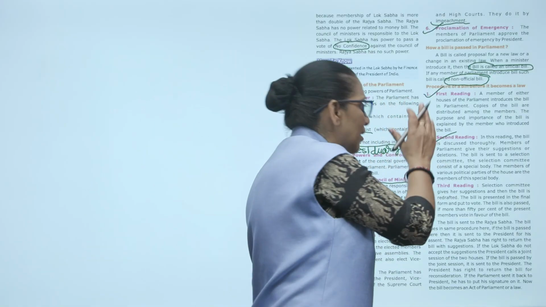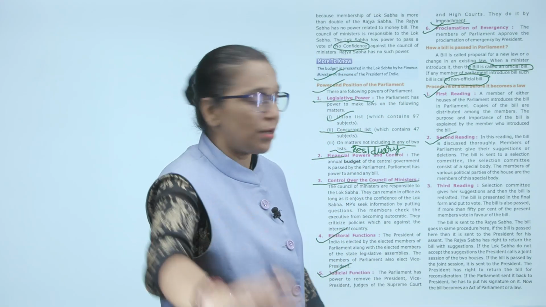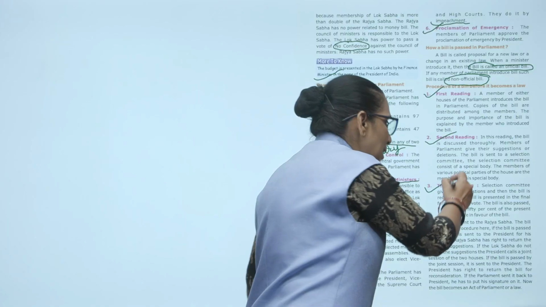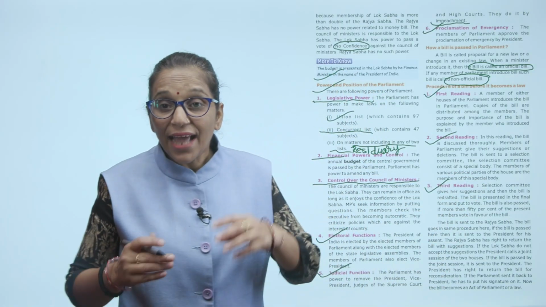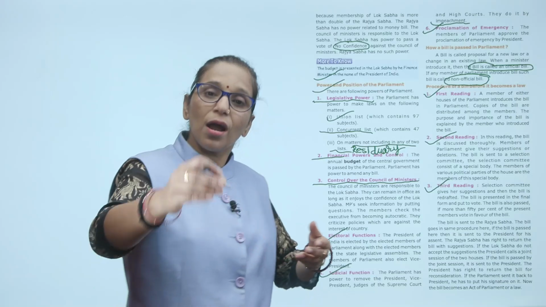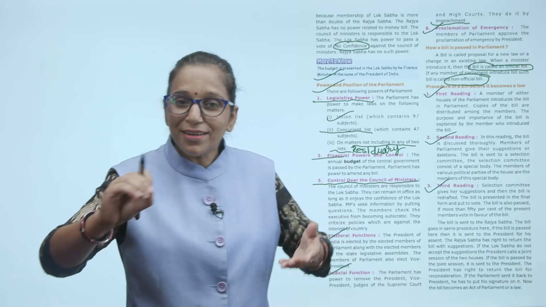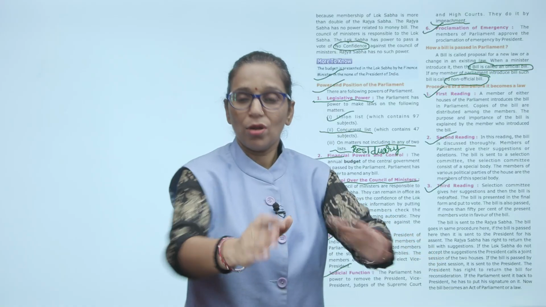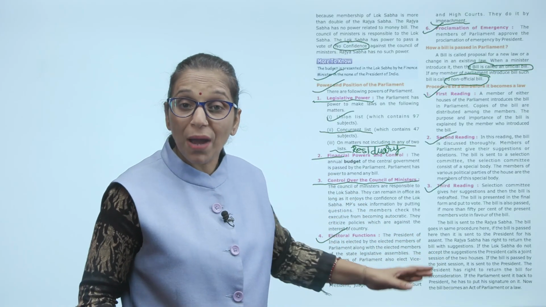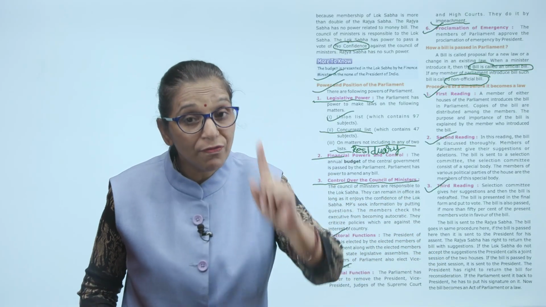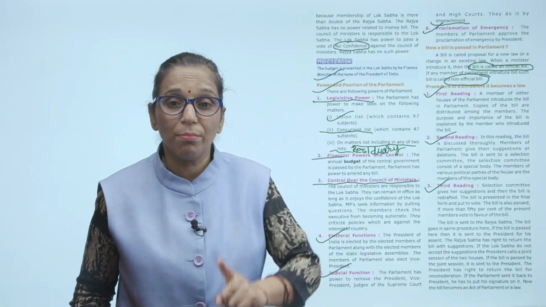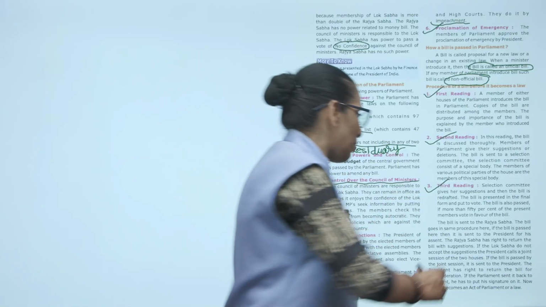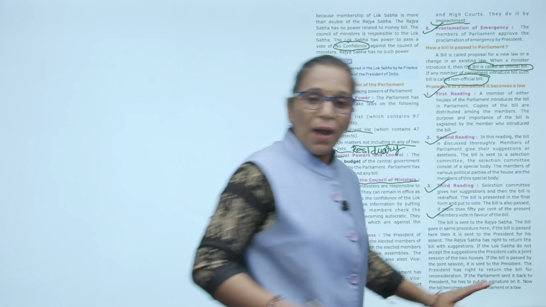Then after the second reading, where the discussion has been done, now the third reading. The selection committee gives its suggestion, and then the bill is redrafted. The bill is presented in the final form and then put to the vote. Now the vote. The bill is passed if more than 50% of the present members vote in favor of the bill. Then only the bill will pass.